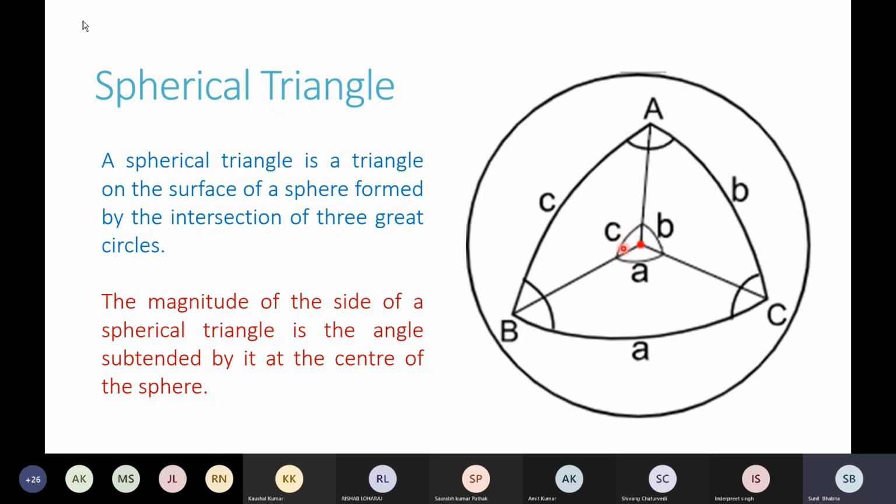Now this angle is basically the measurement of this particular side of the spherical triangle. So repeating again, the magnitude of the side of a spherical triangle is the angle subtended by it at the center of the sphere. So beta, this is also clear. Any doubts up to here? No, sir. Clear. Okay, very good.